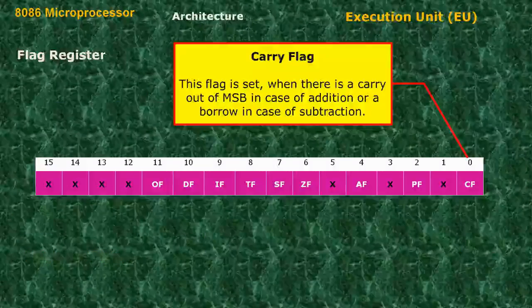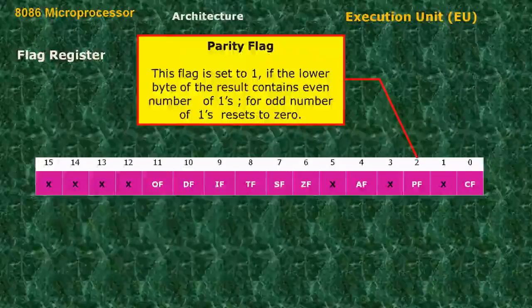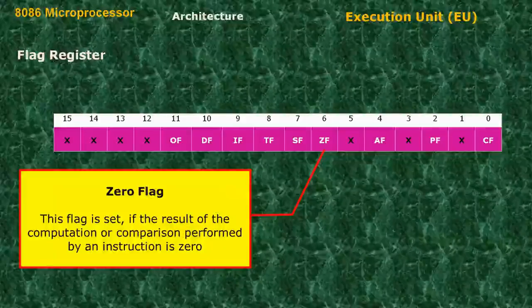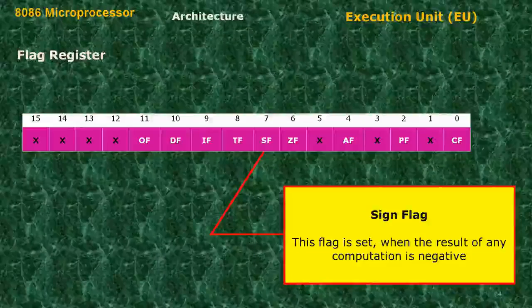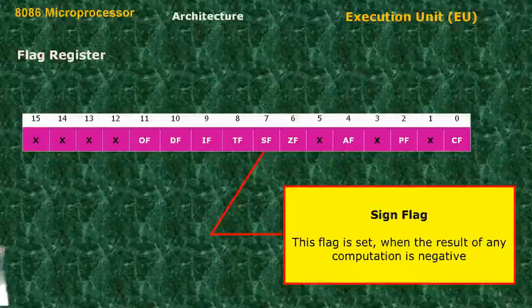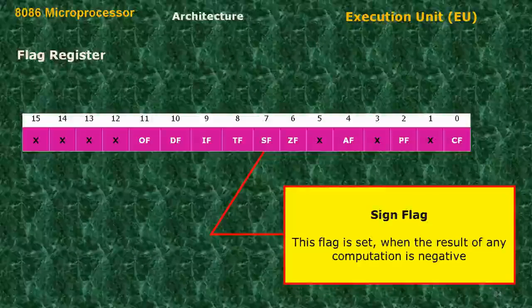Flags are this: parity flag, auxiliary carry, zero, sign. Their names define their functions actually. Carry flag is one thing. Suppose your arithmetic operation generates a carry from the MSB bit. At that time the carry flag will set.